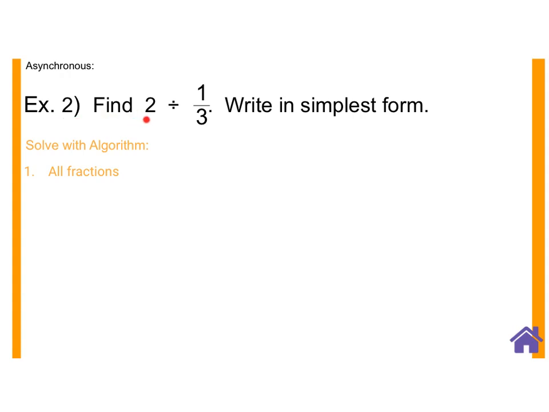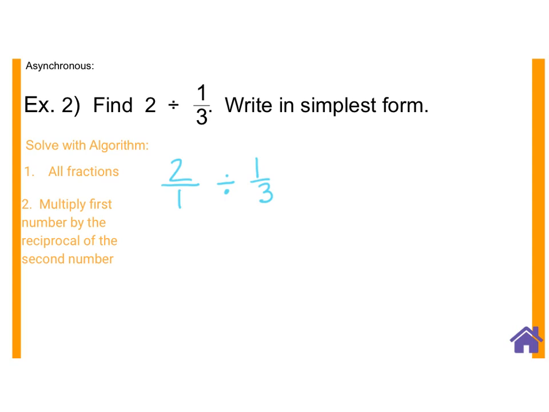We need to find 2 divided by 1/3, and we need to write it in simplest form. So let's go ahead and solve with the algorithm. First we're going to write all fractions. I have 2, and how do I make 2 a fraction? Well, that would be 2 over 1 divided by 1/3. The second step is to multiply the first number by the reciprocal of the second number. So let's go ahead and do that now.